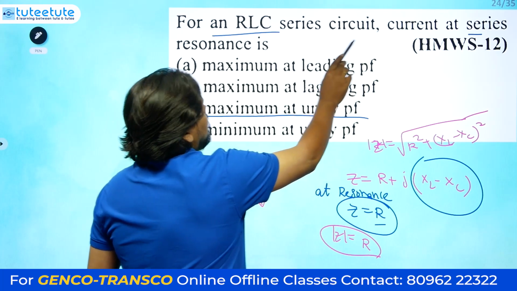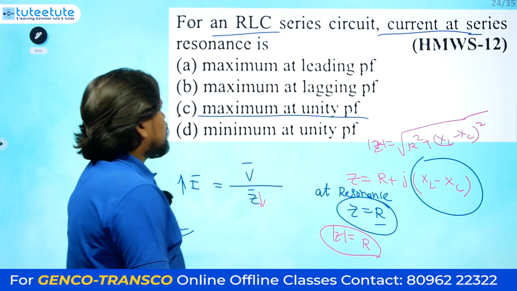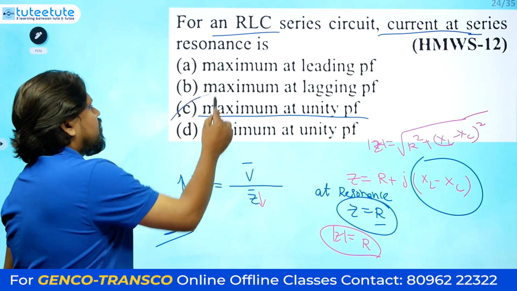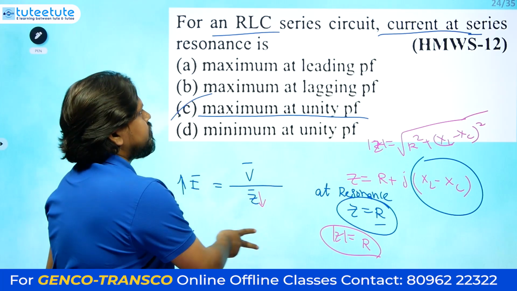So what are they asking? The current at series resonance is maximum and at unity power factor. This is the correct answer, okay.